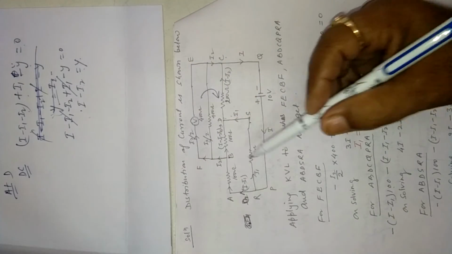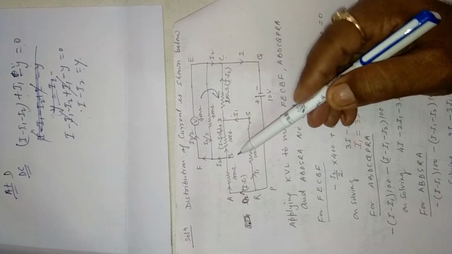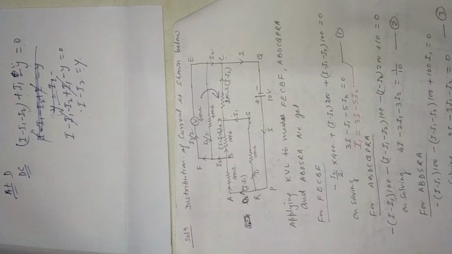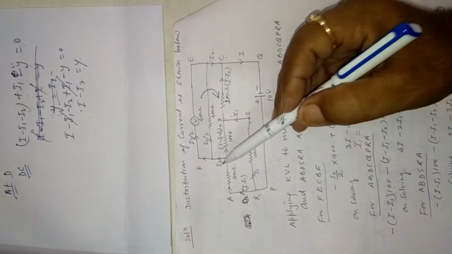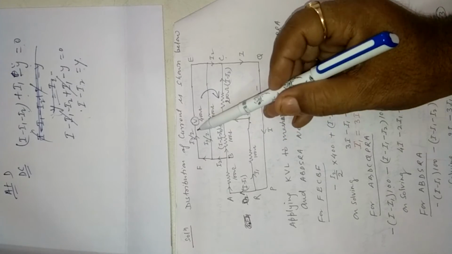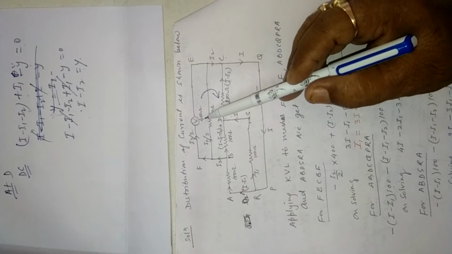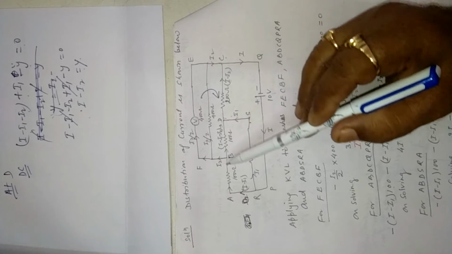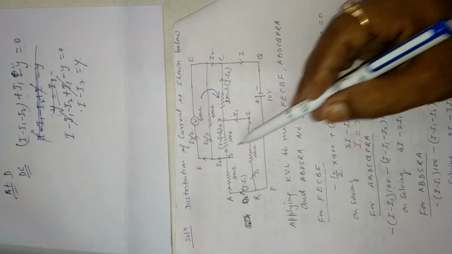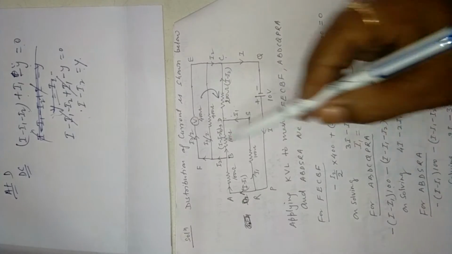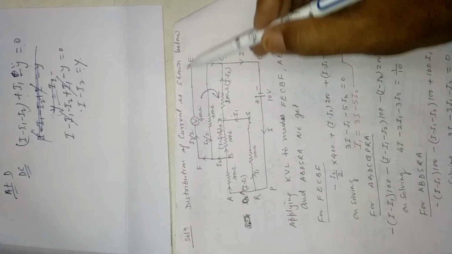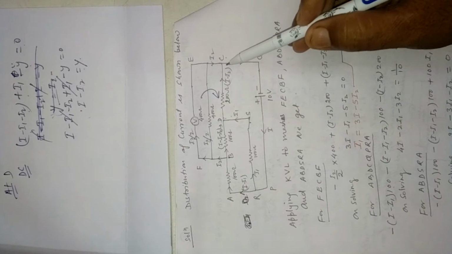According to the sign convention, the product of current and resistance in the direction of current is taken to be negative. That is why we are moving along this direction. Here is I2 by 2 and the resistance is 400 ohm. We are moving in the direction of current, therefore it will be minus I2 by 2 into 400 ohm, between F to E and then to C.